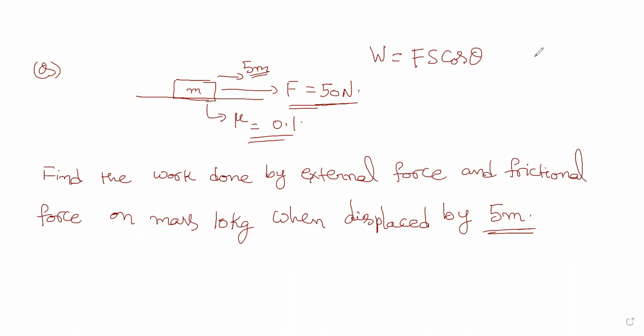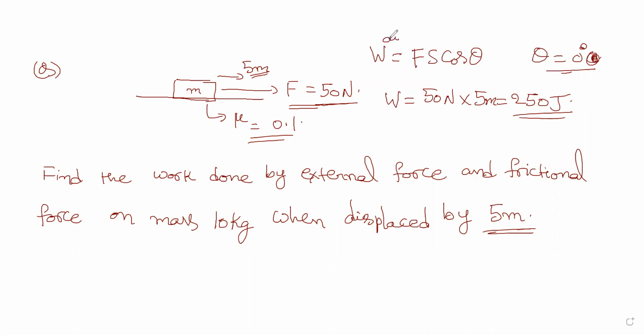So directly the theta value is 0 degrees here. Both are in the same direction. So you can directly apply 50 newtons into the 5-meter displacement. So 50 into 5, that is 250 joules. So that's the work done by the applied force. Please understand, this is the work done by the applied force.